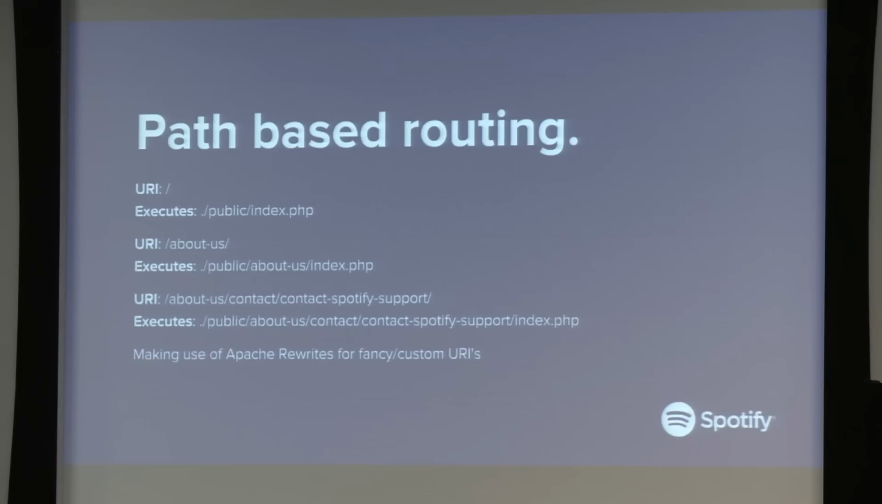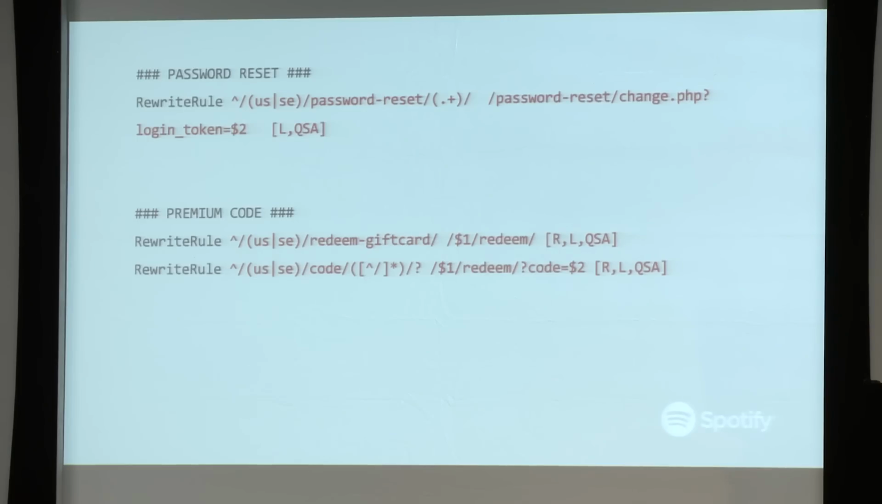So we had path-based routing, so whatever's on the file system you see in the URI was what you got, what was actually on the file system. We used Apache rewrites for more fancy or custom URLs. And this is kind of an important point that comes later on in how we were able to transition, because although this is kind of weird and outdated, it actually made it easy to transition in some ways. Yeah, we all know what that looks like.